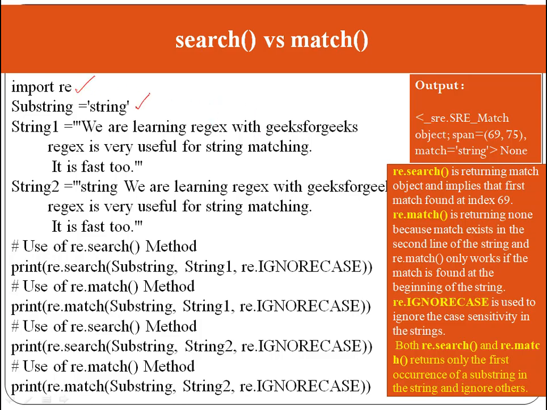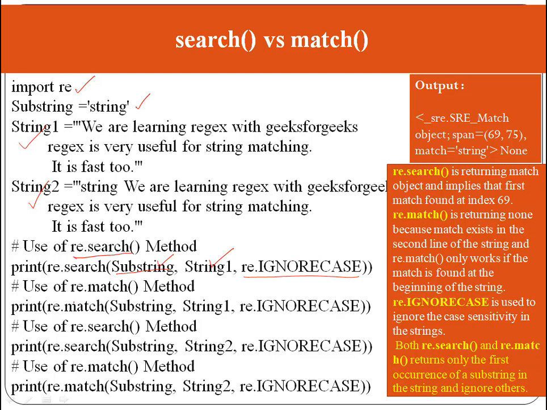We have put a substring. This is string 1, this is string 2. Now we have used re.search. So with re.search, we can see what we are trying to find and where we are trying to find it, and here we are mentioning re.IGNORECASE, so the case is ignored and capital and small case are considered equal.